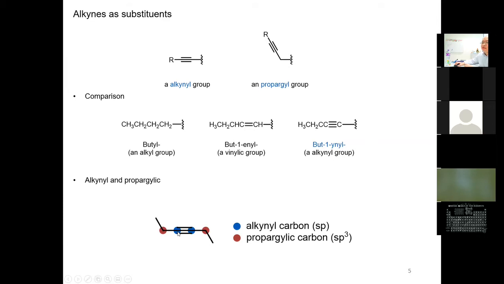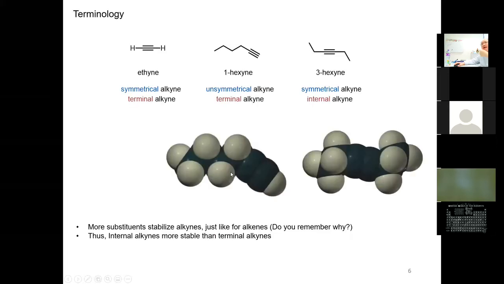One is this sp carbon, which in nature is called the alkynyl carbon. And this carbon, like the propargyl group here, is connected to the sp carbon, but it's next to it, so it's called a propargylic carbon. Okay, keep these concepts in mind. And there are also other terminologies I need you to memorize or keep in mind.